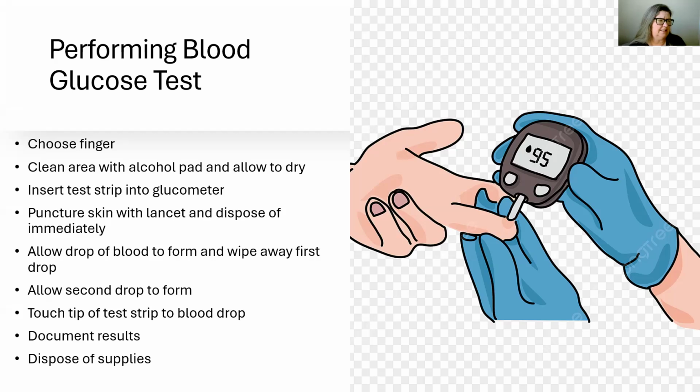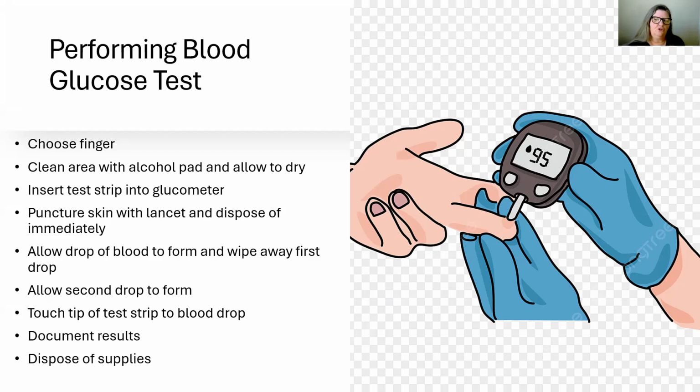Puncture the skin with the lancet and dispose of it immediately into your sharps container. Allow a drop of blood to form and then wipe that away. You always wipe away the first drop, because the first drop of blood or capillary blood that comes out of a finger is primarily plasma, and there's not a whole lot to test there. It's not going to give you as accurate results.